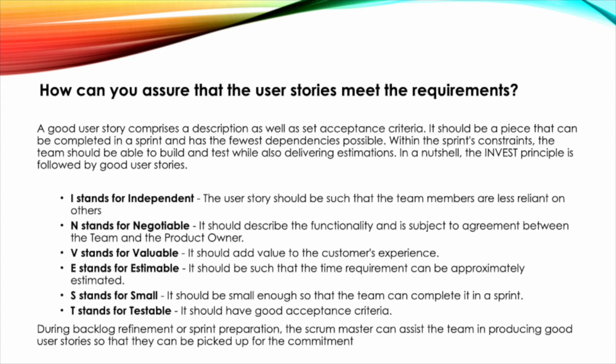E stands for estimable. It should be such that the time requirement can be approximately estimated. S stands for small. It should be small enough so that the team can complete it in a sprint. T stands for testable. It should have good acceptance criteria. During backlog refinement or sprint preparation, the Scrum Master can assist the team in producing good user stories so that they can be picked up for the commitment.